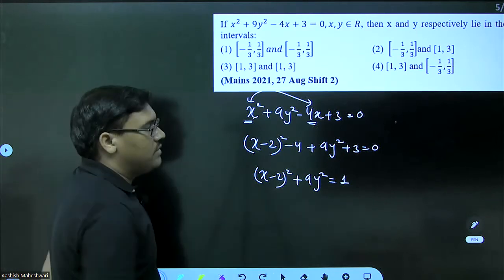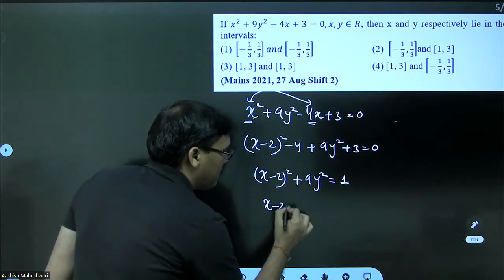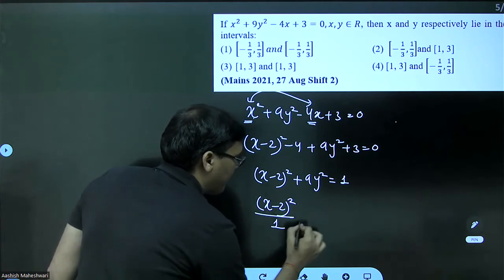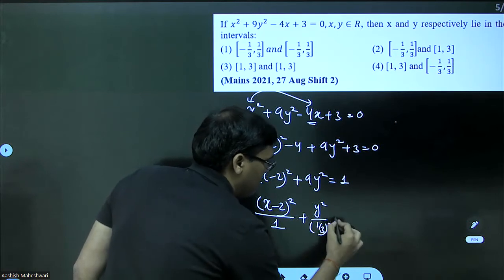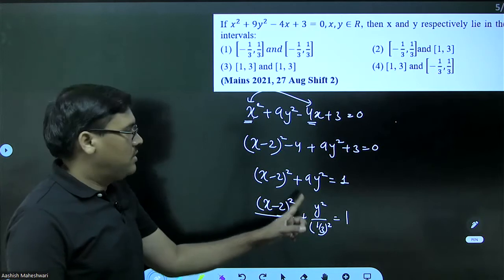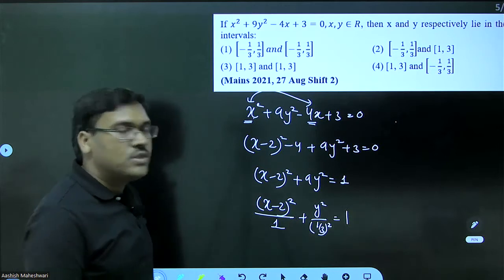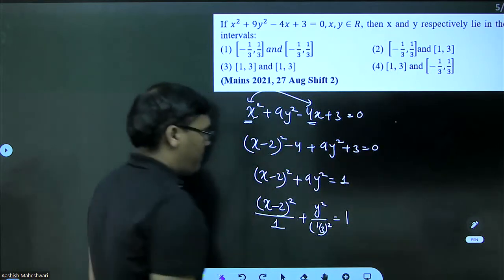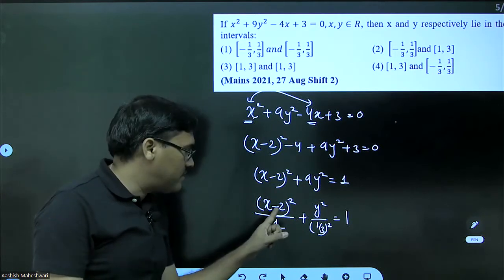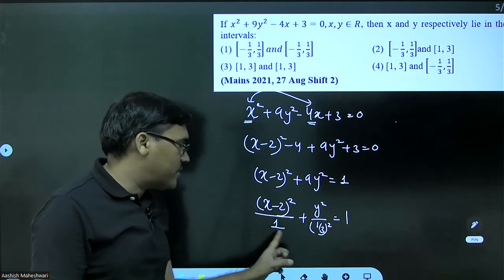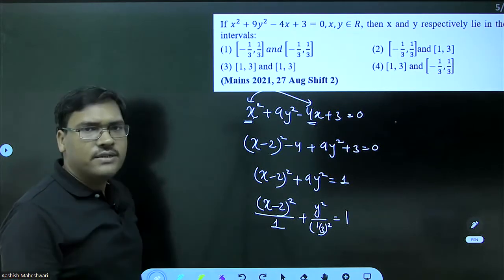Yes, we have this equation. So now you see, can I say this equation can be written as x minus 2 whole square divided by 1 plus y square divided by 1 by 3 square is equal to 1, right? So can we say this is something x square upon a square plus y square upon b square equal to 1? So these points x comma y are definitely lying on an ellipse whose center is 2 comma 0. This is the shifted ellipse. Center is 2 comma 0. And a square is equal to 1 and b square is equal to 1 by 9. B is equal to 1 by 3 and a is equal to 1 here, right?